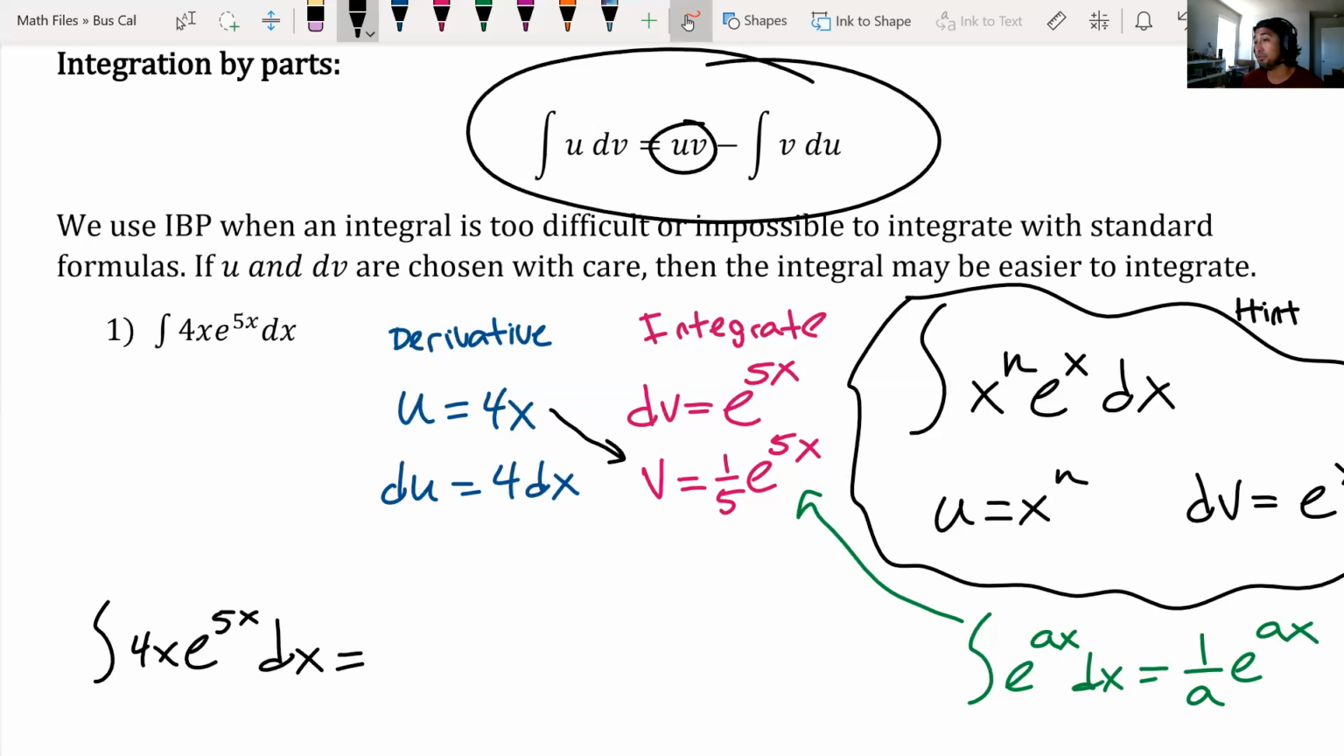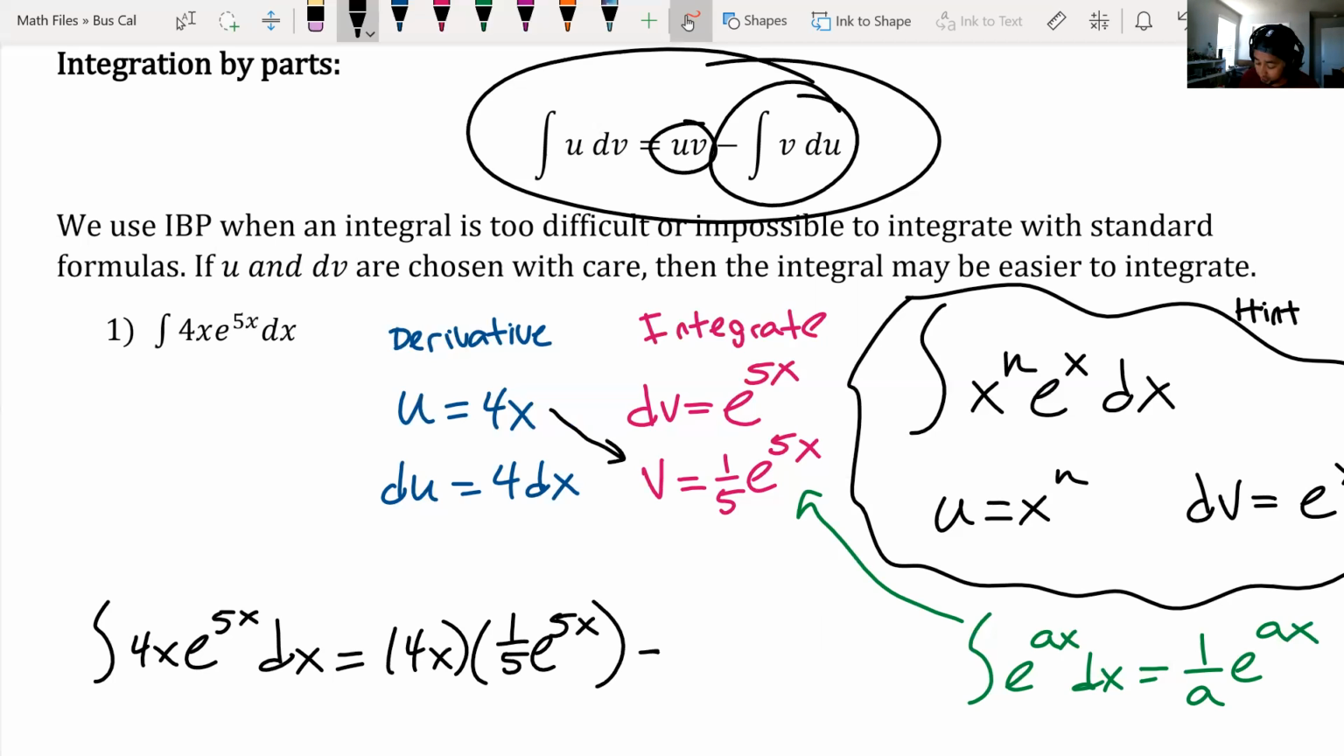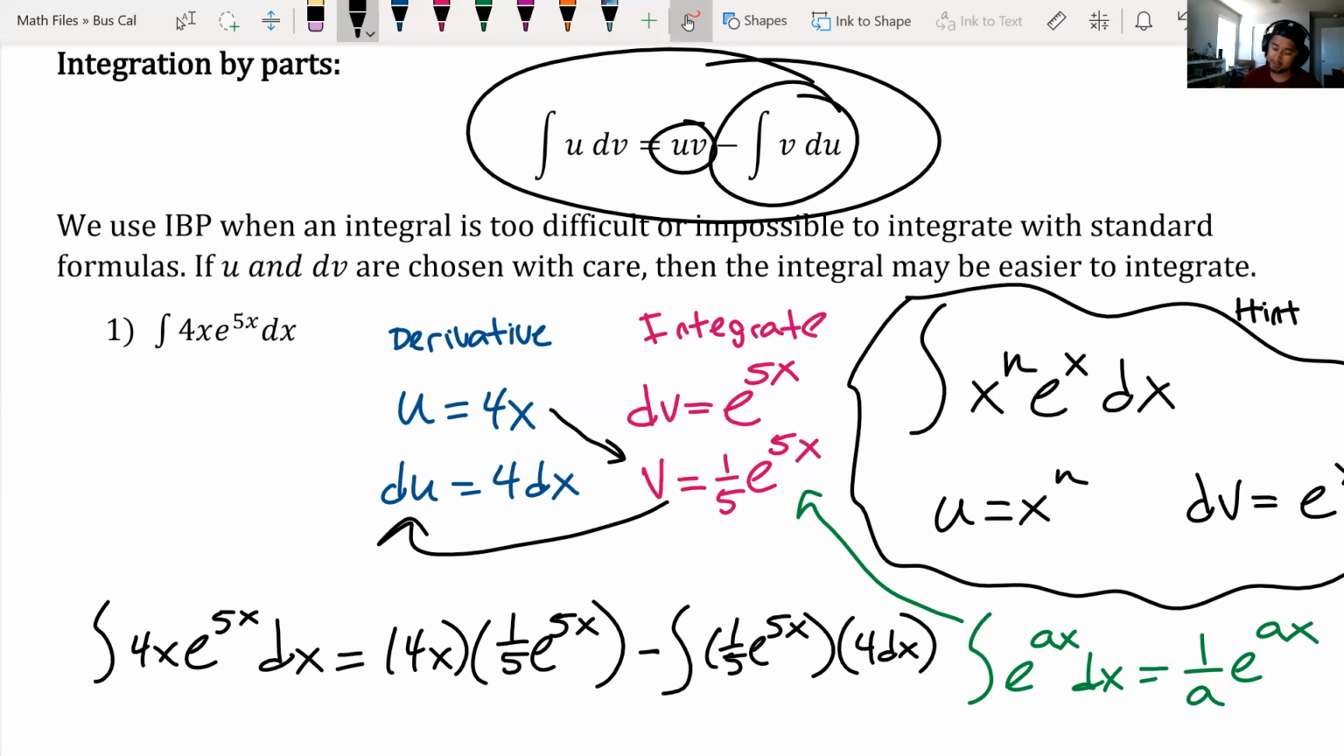u times v: 4x times 1/5 e to the 5x. Minus, now we'll start here, the integral of v du. Or if you want to sound cool, you say the integral of voodoo. So you'll have 1/5 e to the 5x times 4 dx.